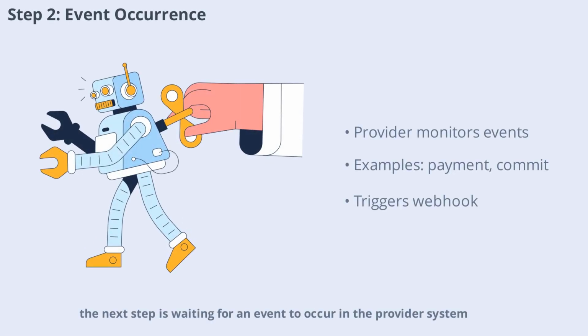Once the webhook endpoint is registered, the next step is waiting for an event to occur in the provider system. This could be anything from a new user being created, a payment being received, or a code commit being pushed. The provider monitors for these events and is ready to notify the consumer as soon as something happens. This event-driven approach is what makes webhooks so powerful for real-time integration.